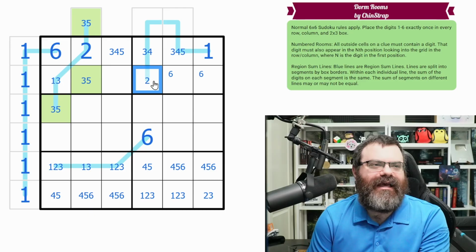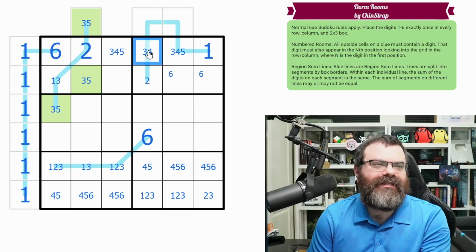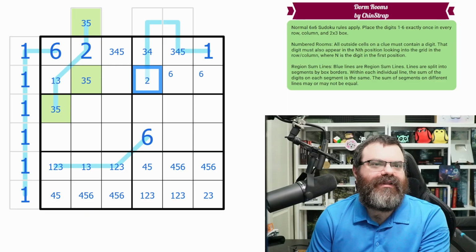So I think this actually has to be a 2. That's our only option, and these are consecutive. Interesting. Yeah, and if this was any bigger, then we blow out our sum. And this can't be 1 or 2 because of Sudoku. So this is our 2. That's not a 2.